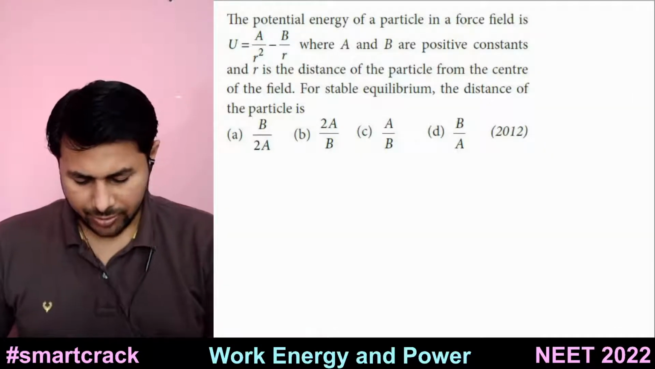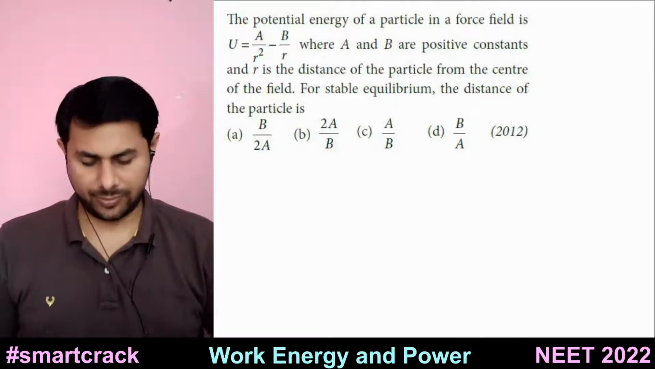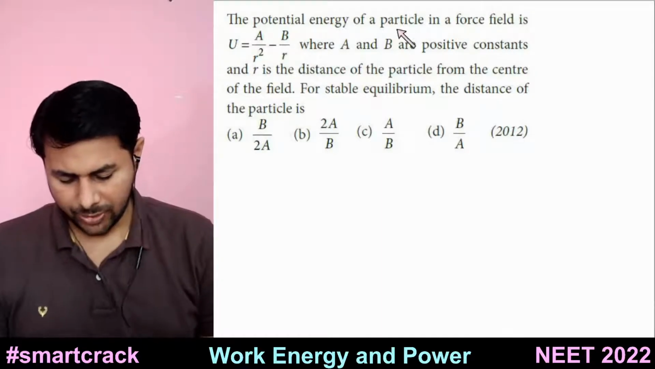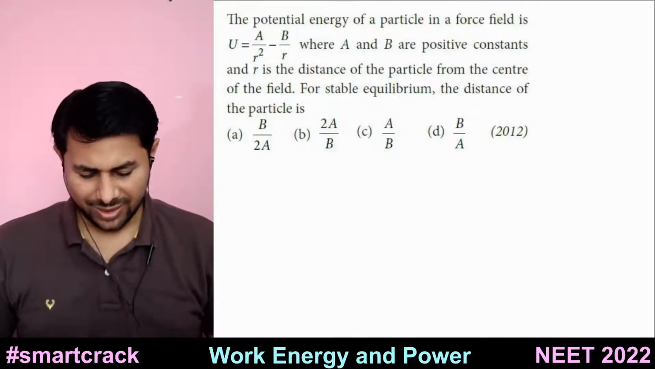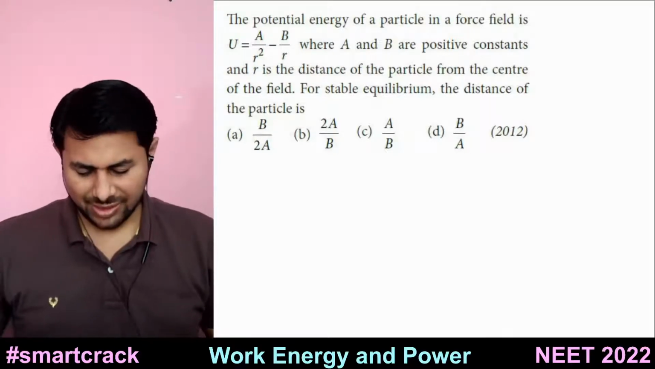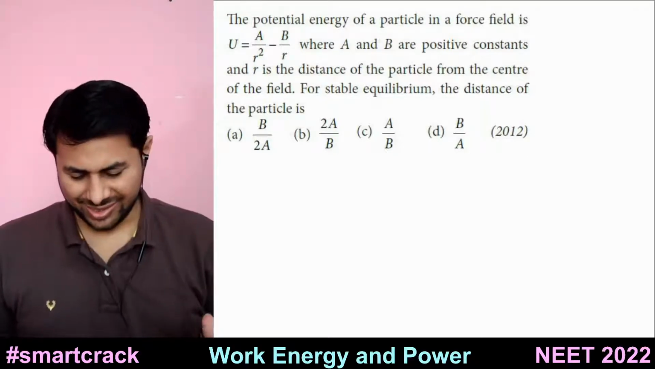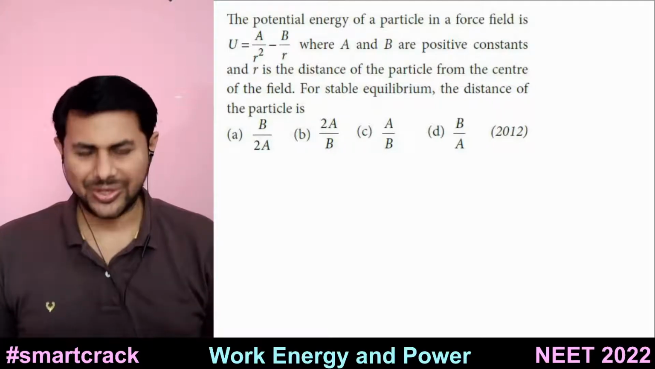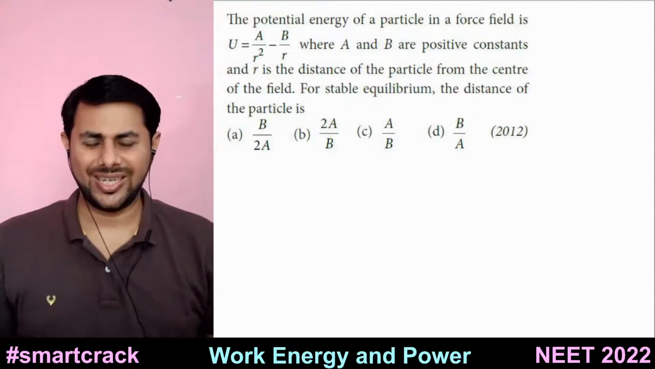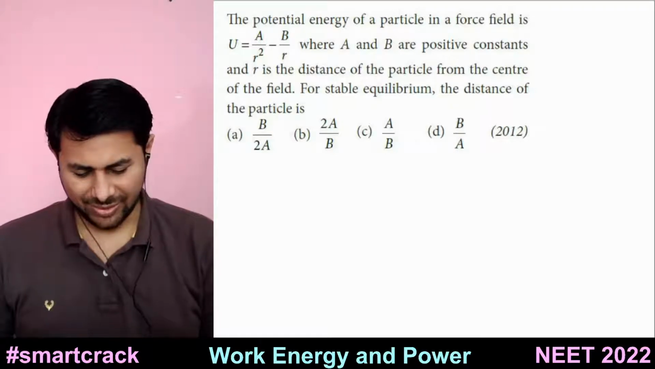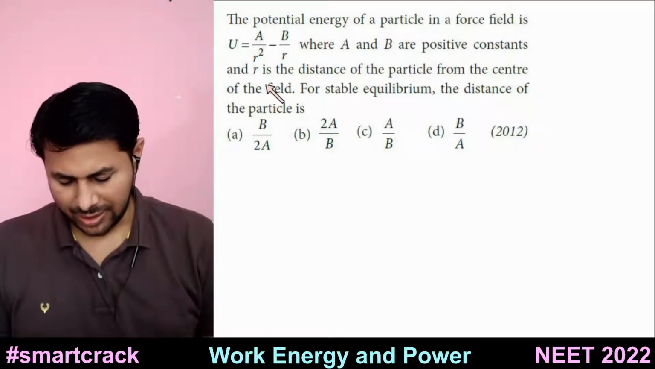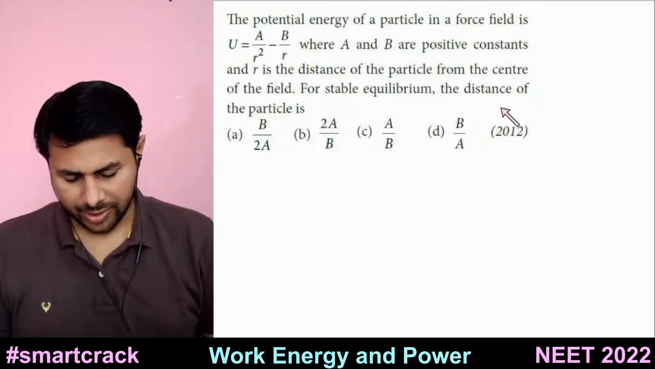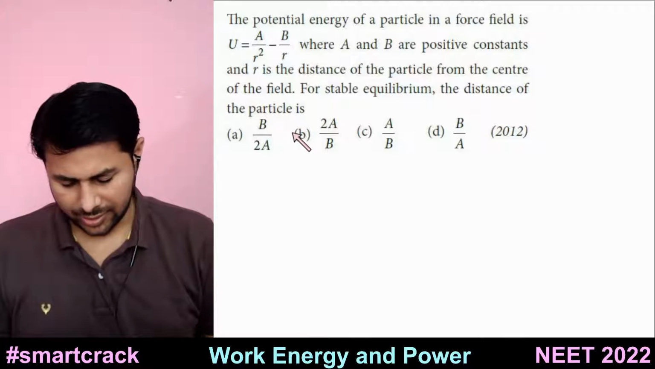Alright, let's move on to the next problem. The next problem is: the potential energy of a particle in a force field is given by this formula. Good that this question came, because in my notes I have missed this topic, so let's cover this topic first. Here A and B are positive constants and r is the distance of the particle from the center of the field. For stable equilibrium, the distance of the particle is?